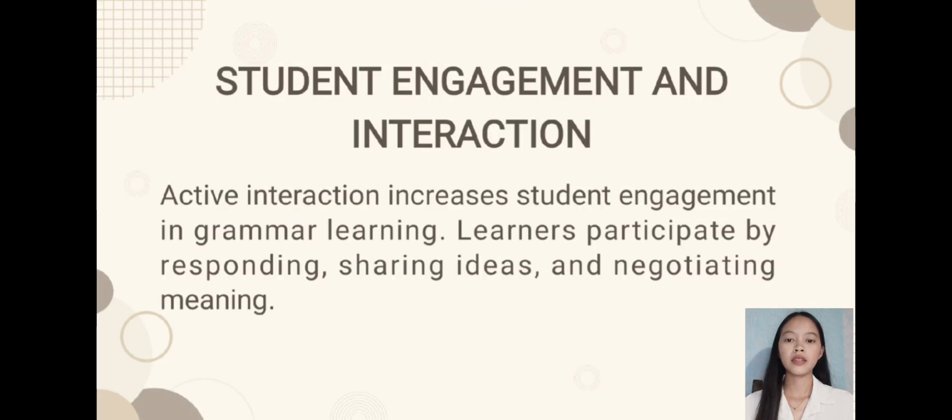Student engagement and interaction. Active interaction increases student engagement in grammar learning. Learners participate by responding to questions, sharing ideas, and negotiating meaning, which helps them understand grammar more deeply. For example, students respond to questions, share ideas, and explain their answers to classmates.